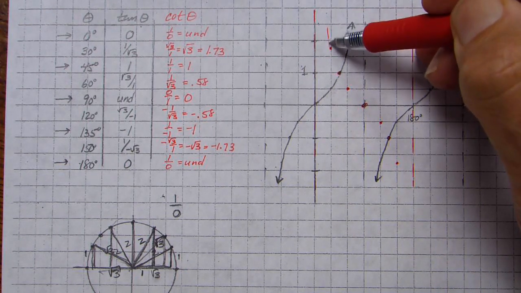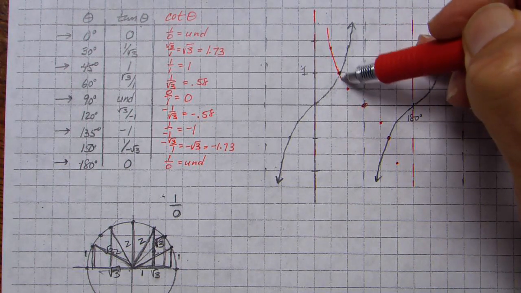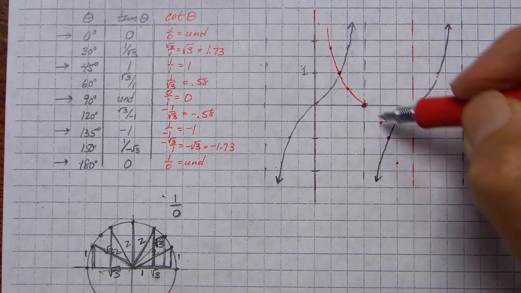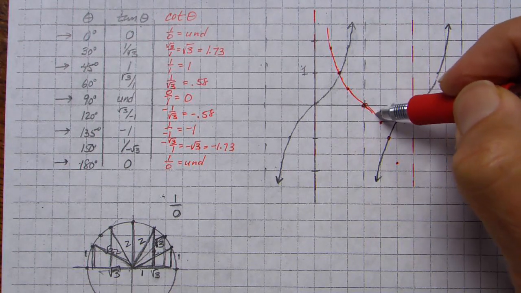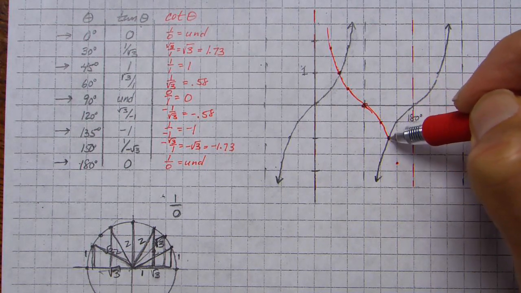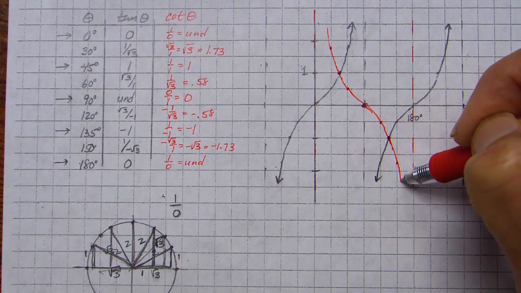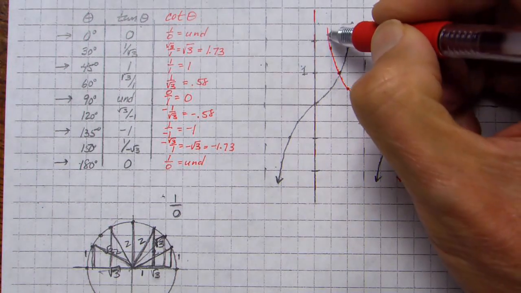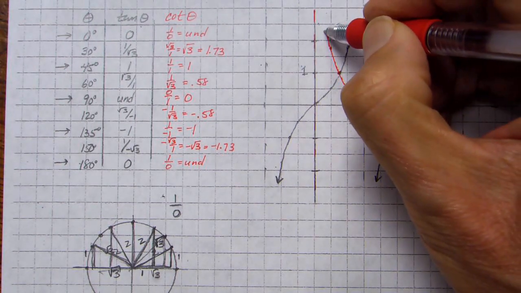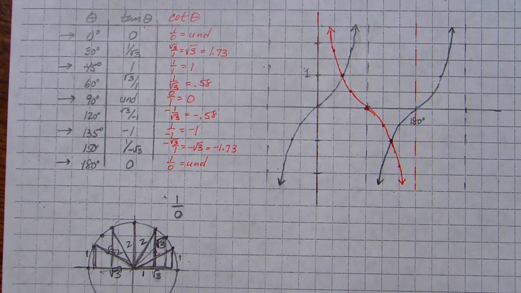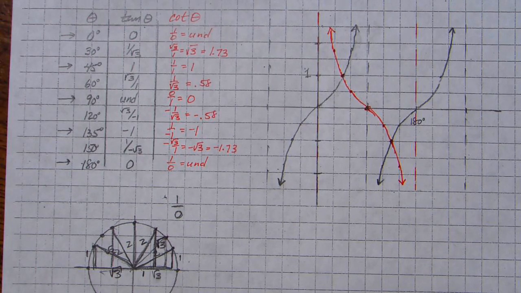And so now it's starting to become apparent that this graph right here is almost like a mirror image or a reflection of the tangent graph. This shape is actually congruent to the tangent graph. It's the same shape. It's just oriented a little differently. It's in a little different position. It's kind of this mirror image.